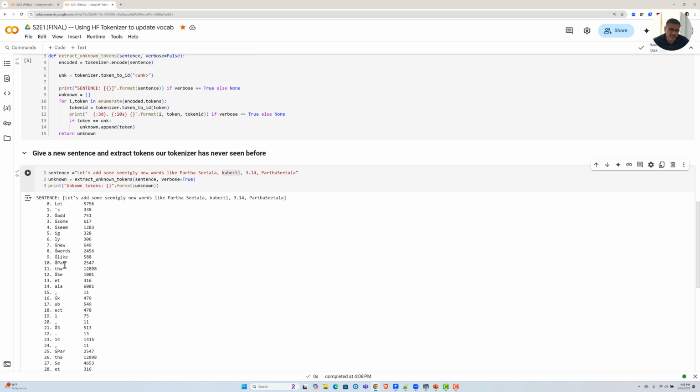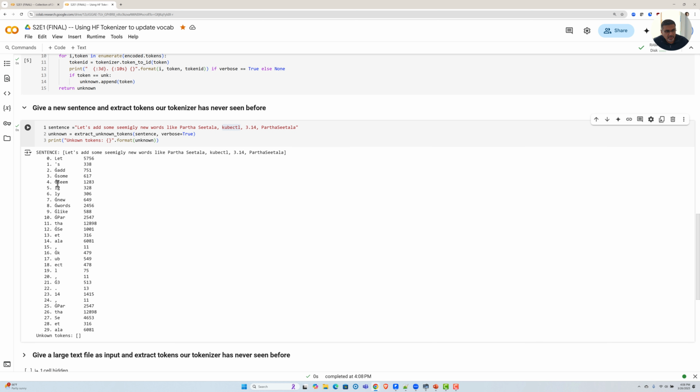"Par" is one subword it has split it into. Maybe because "paragraph" is another word that starts with "par". So Partha also has the same subword in the beginning. That's the reason why it split it like this, right? Now, this is not ideal. I don't really want it to split it like this. I want it to retain Partha as its own word, Sitala as its own word, and Kubekattle as its own word. So how do you go about doing that?